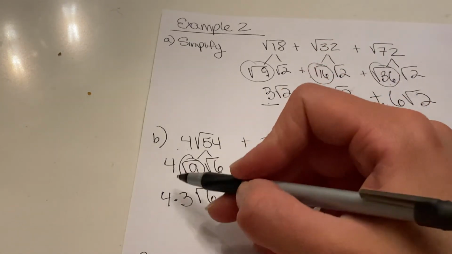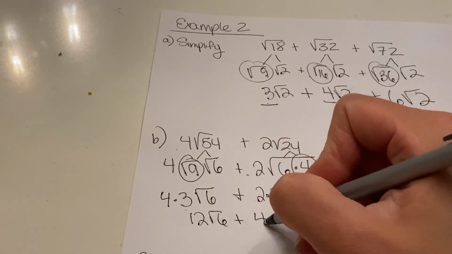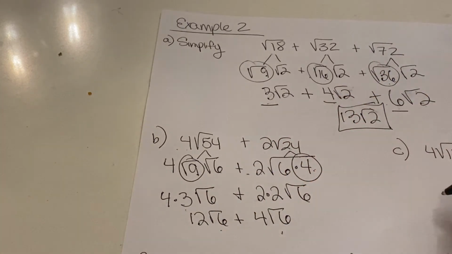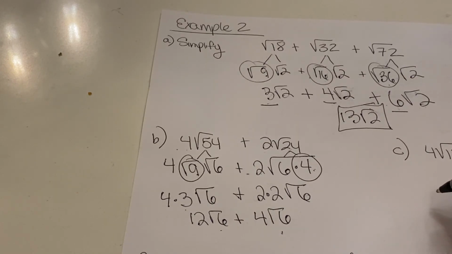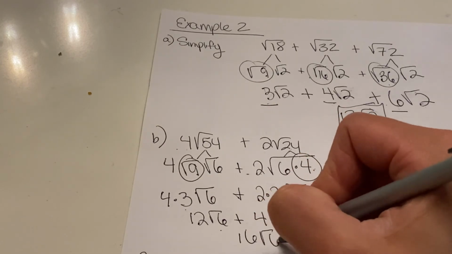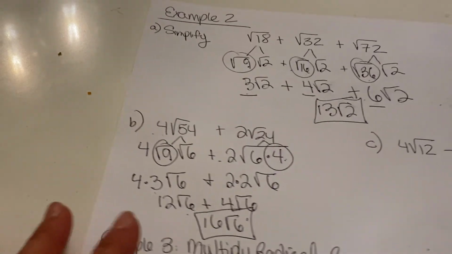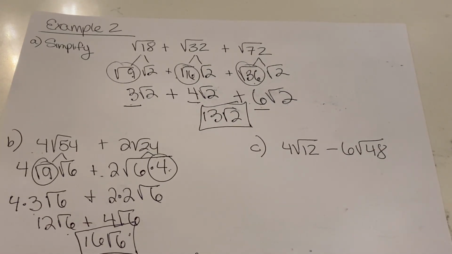Now I'm going to multiply. 4 times 3 is 12 radical 6 plus 4 radical 6. They both have a radical 6 inside the radicand. That means I'm able to combine 12 plus 4 gives you 16 radical 6 as my final answer. Okay? All right, so let's go to C.